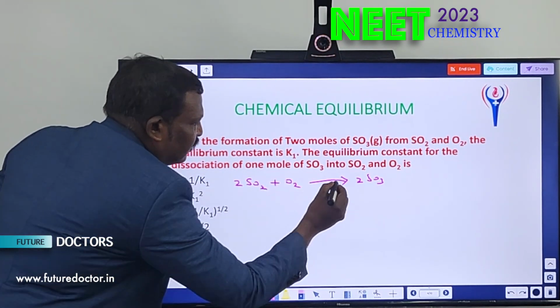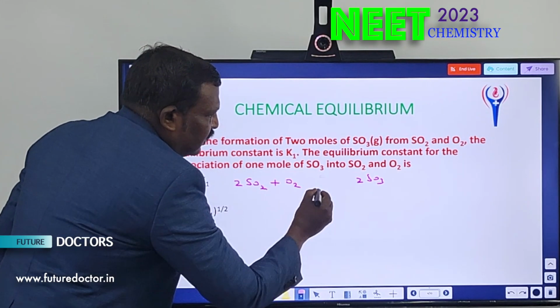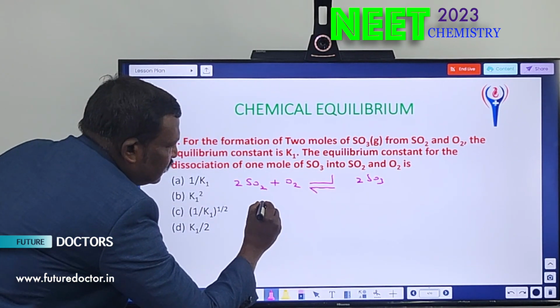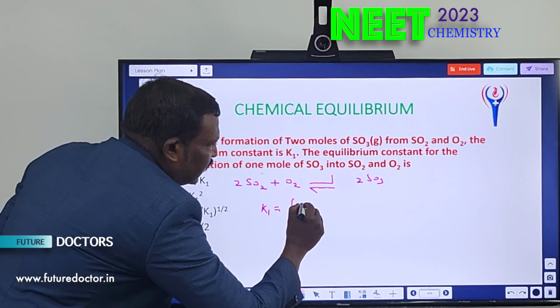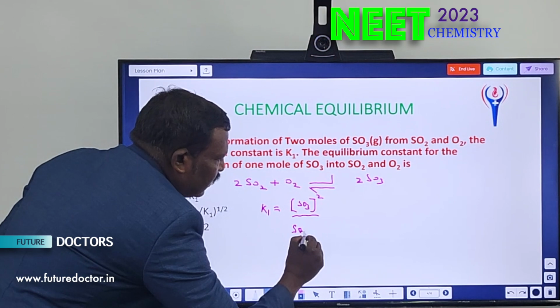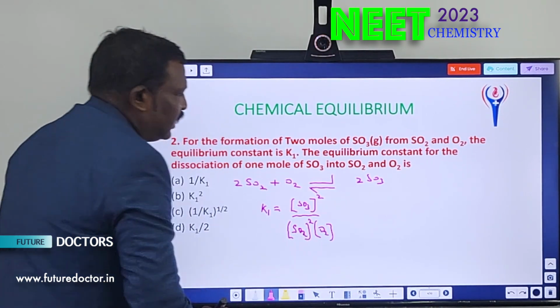We should write the equilibrium symbol for that reaction. K1 is equal to what? Product by reactant. So K1 is equal to the concentration of SO3 power 2 by the concentration of SO2 power 2 into the concentration of O2. This is K1. Understood?